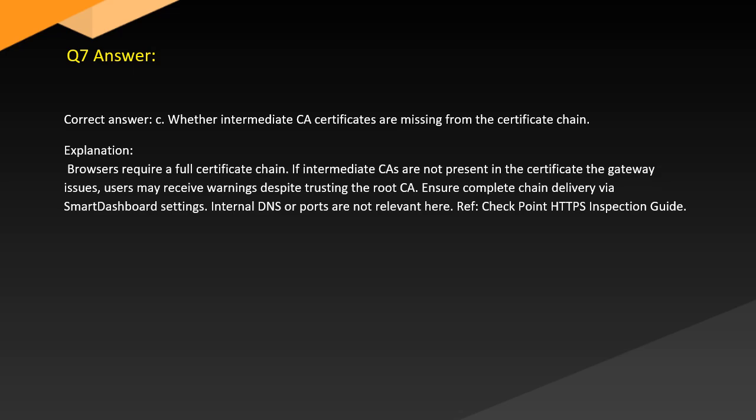Answer. Correct answer: C. Whether intermediate certificates are missing from the certificate chain. Explanation. Browsers require a full certificate chain. If intermediate CAs are not present in the certificate the gateway issues, users may receive warnings despite trusting the root CA. Ensure complete chain delivery via SmartDashboard settings. Internal DNS or ports are not relevant here. Ref. Check HTTPS inspection guide.